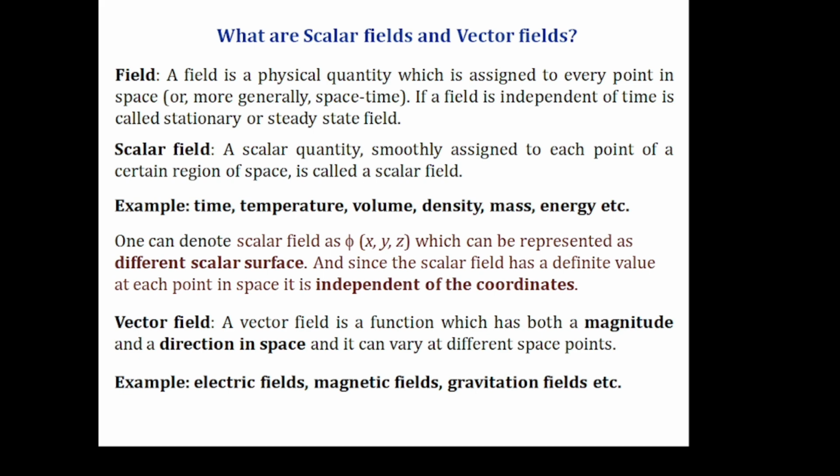Now vector field. A vector field means a quantity which has both magnitude as well as direction, and it is assigned to any region of space, and it is continuous, but it can vary at different space points. Examples are electric field, magnetic field, gravitational field, etc.